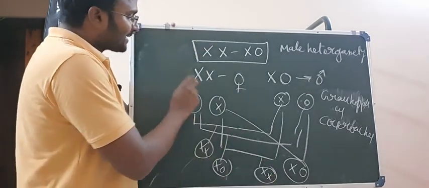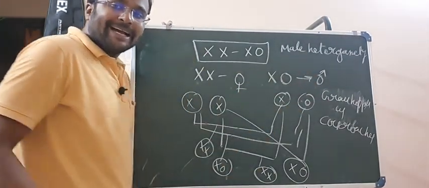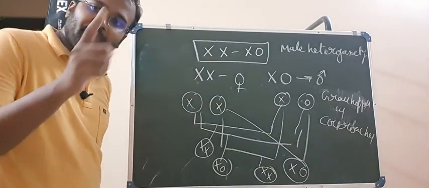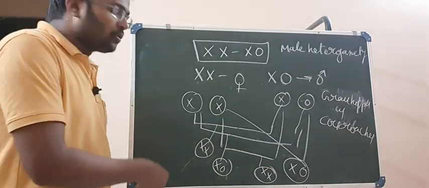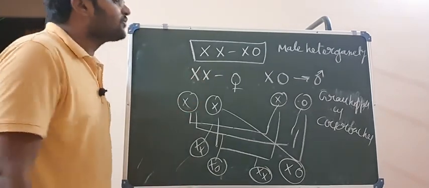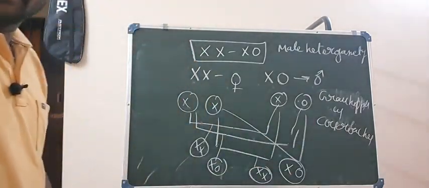If it is XX, that is female; if it is XO, that is male. So having only one sex chromosome is the characteristic of the male here. Having two sex chromosomes is the characteristic of the female, that is XX and XO. Grasshoppers and cockroaches, this type you can find.